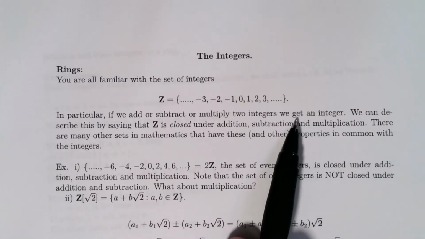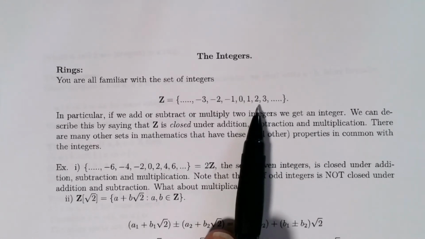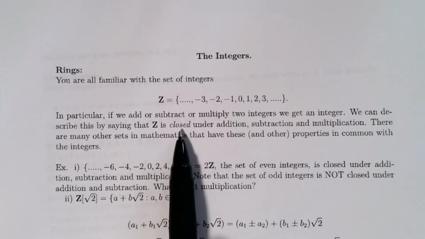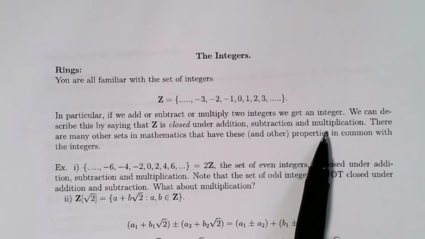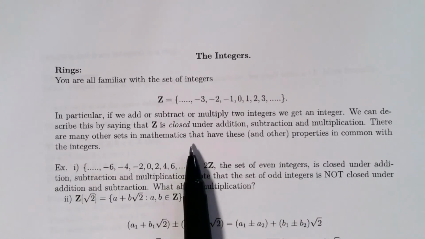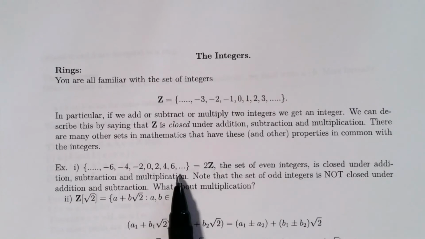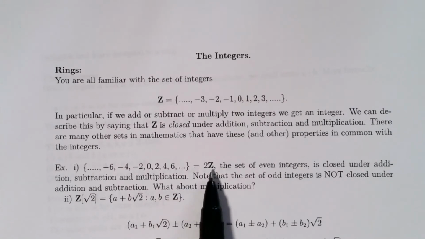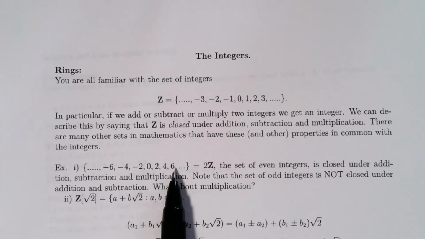It doesn't work for division, however. If I divide 3 by 2, I no longer get a whole number. So we say that this set Z is closed under addition, subtraction and multiplication. And there are lots of other sets in mathematics that have these and other properties in common with the integers. For example, if we take the set of even integers, which we're going to write as 2Z, this one is also closed. If you add 2 evens, you get an even. If you subtract 2 evens, you get an even. If you multiply 2 evens, you get an even.